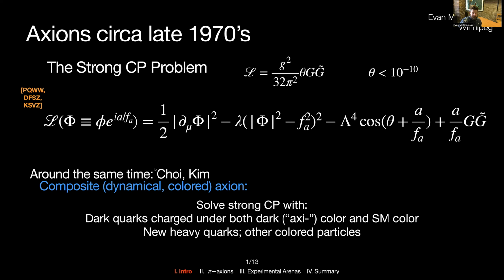Now, around the same time, there were alternative scenarios put forward built upon composite degrees of freedom, a composite axion. And this is very closely related to what I'm going to be talking about today. Whereas this original composite axion scenario was aiming to solve the strong CP problem, and their mechanism to do so was to have dark quarks that are charged under both the standard model and a dark color force with new heavy degrees of freedom as well. Our approach is instead to ask, out of a theory of composite degrees of freedom like pions, where can we find dark matter and dark energy?